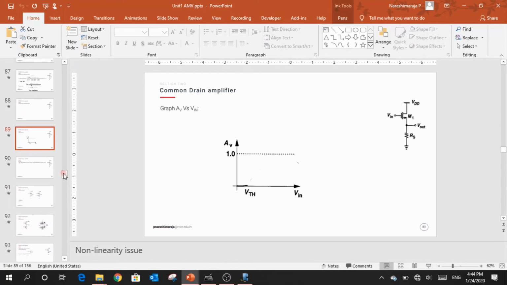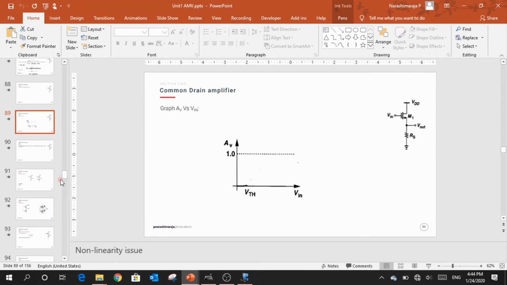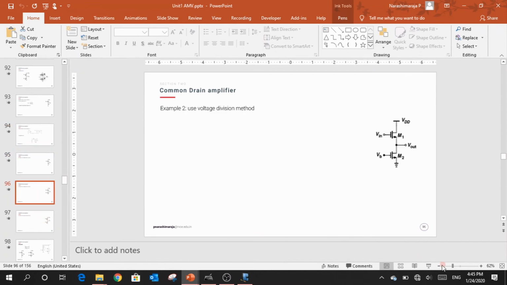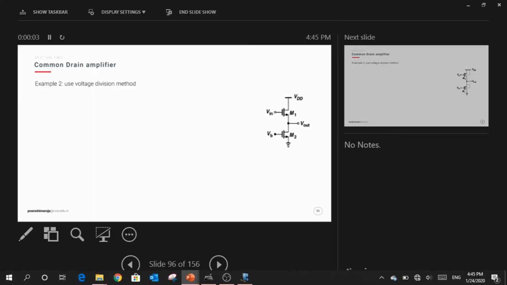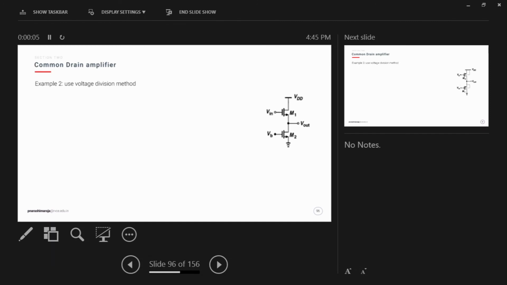Okay, so I think my time is running up. So calculate the gain of the circuit by making use of this voltage divider method that I've just spoken about. So got the answer for this? I think it's pretty simple. The only thing that we have is in the place of RS, I have R naught. Okay, so everything else remains the same.